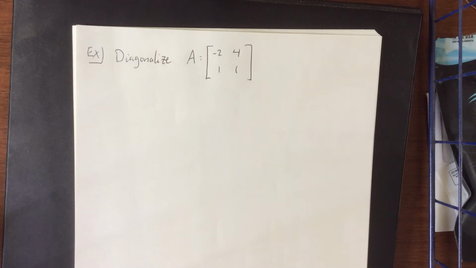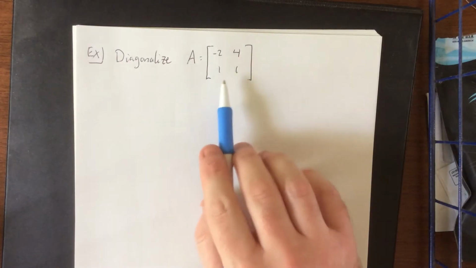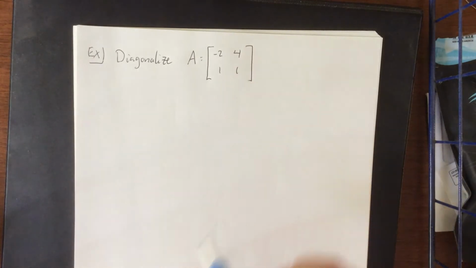In this example, I would like to diagonalize our matrix. A is equal to the 2 by 2 matrix. First row is negative 2, 4. Second row is 1, 1. Now, you may recognize this as the first example from the playlist for section 7.1.